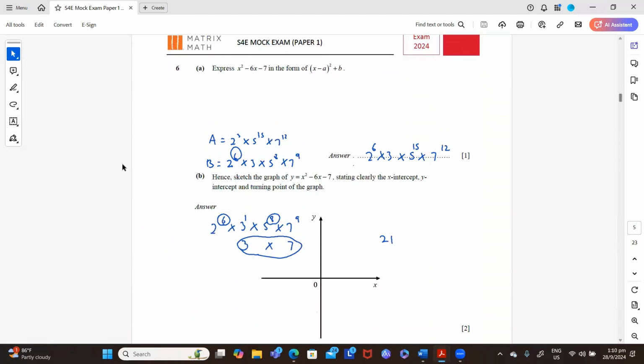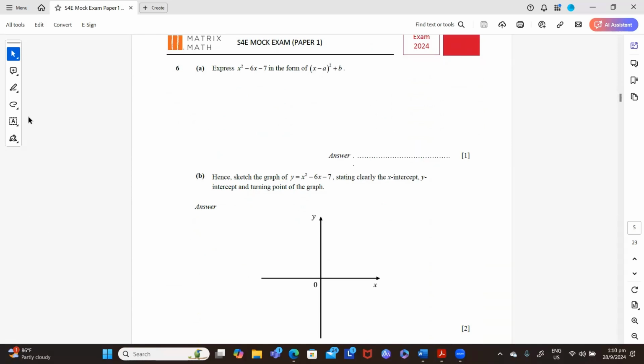Okay, question 6. Okay, the one rule to complete the square: make sure the coefficient of your x squared is 1. Not 4, not 9, not 16. It has to be 1. Okay. So lucky for us, the coefficient of x squared is 1, right? So write down x squared minus.